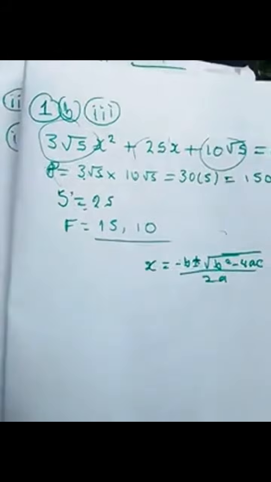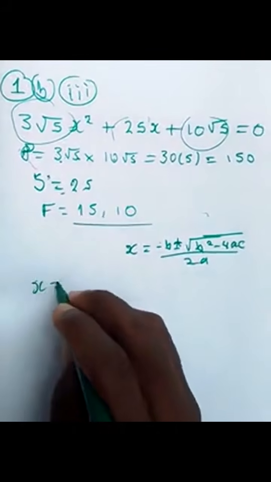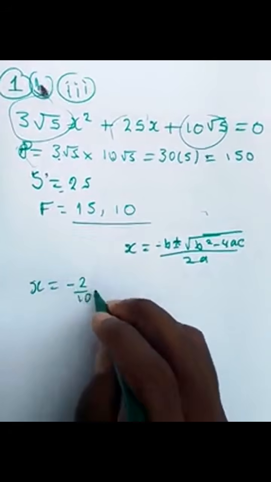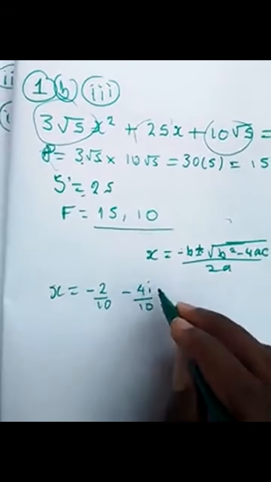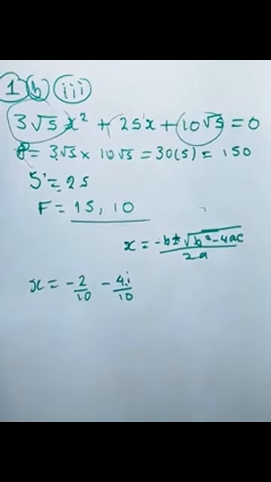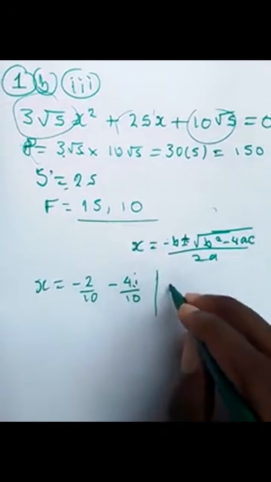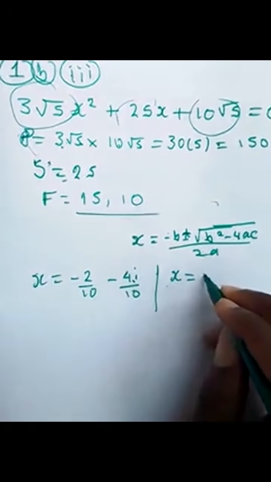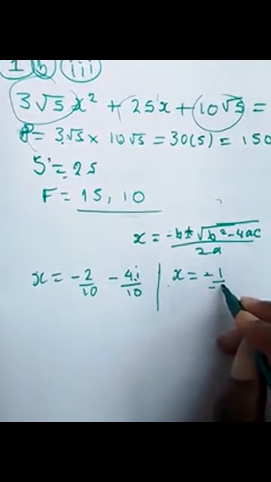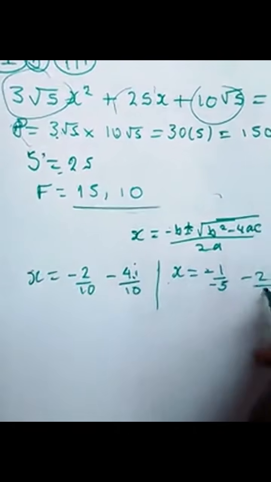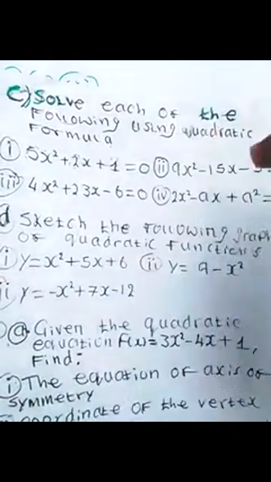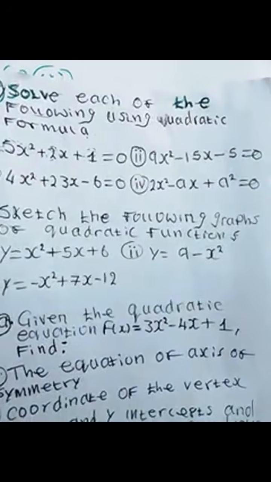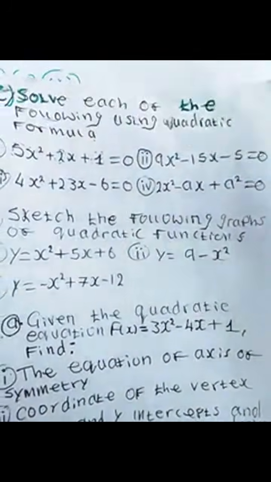So the first question, when you solve, x should give you negative 2 over 10 minus 4i over 10. This i is a complex number. You get this when you have a negative under a square root. Okay. And this one, negative 1 over 5 minus 2i over 5. Okay, let me just leave this question because these things are easy, you know them. And if you want the full solutions, you can check the solved document so that you can compare when you solve.